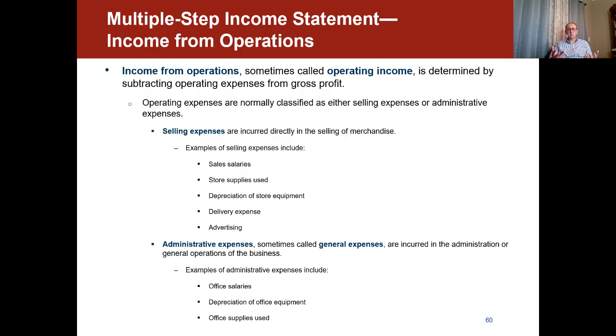In simple words, selling expenses are all the expenses related to selling, like marketing, promotion, advertising, delivery expenses, sales salaries, and commissions to salespeople. Administrative expenses are all the expenses that are related to the office or to administration. Sometimes they refer to them as general expenses. Some examples would be office salaries, depreciation of office equipment, office supplies, even salaries to secretaries and things like that.